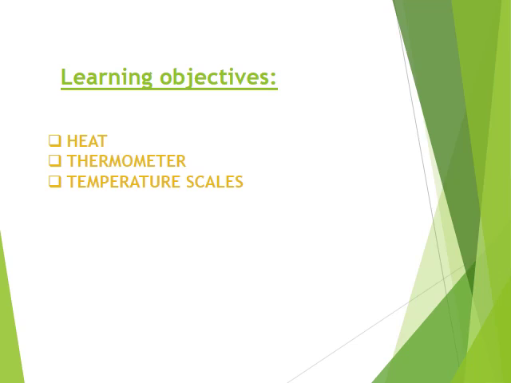My dear students, here are our learning objectives. In this video we will learn about heat. What is heat? What do you mean by heat? And how can we measure heat? We use an instrument called a thermometer. To make this thermometer, we use two types of scales that are called temperature scales. So my dear students, in this video we will learn, inshallah, what is heat, what is a thermometer, how does it work, and what are the two temperature scales.